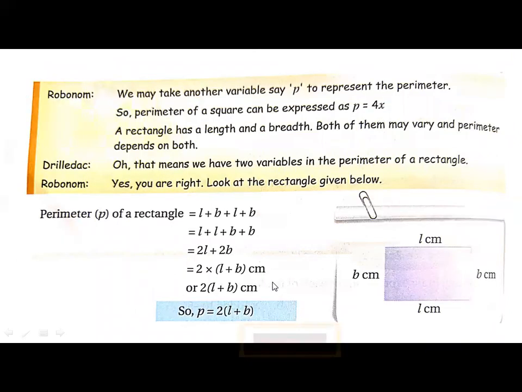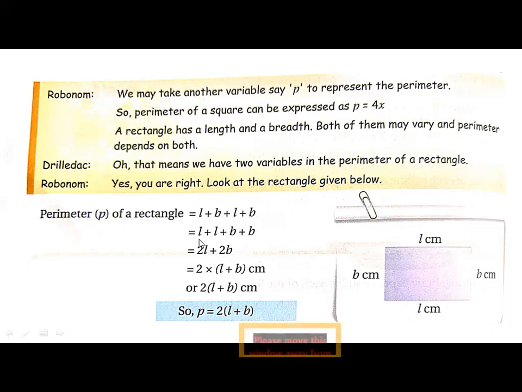And the second example is to find the perimeter of a rectangle. We know that a rectangle has length and breadth. To find its perimeter, we assume the length as the variable L and the breadth as the variable B. The perimeter is the sum of the lengths and breadths, so L plus B plus L plus B.